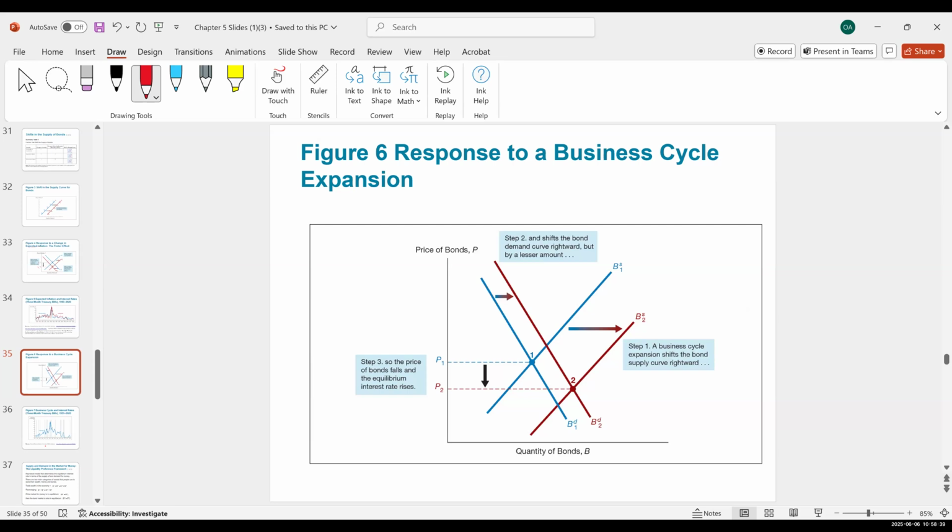So when the economy is expanding, first of all, more wealth gets created. You know that, Peyton, right? If the economy is doing well, what we call business cycle expansion. Business cycle expansion means the economy is growing. Right.